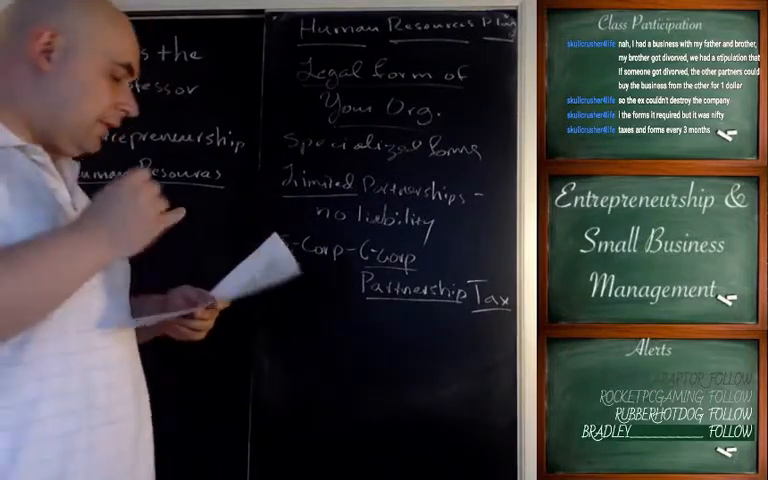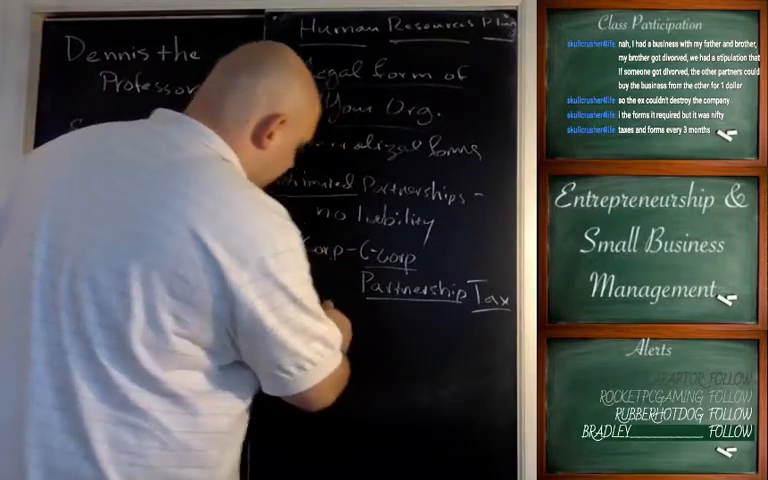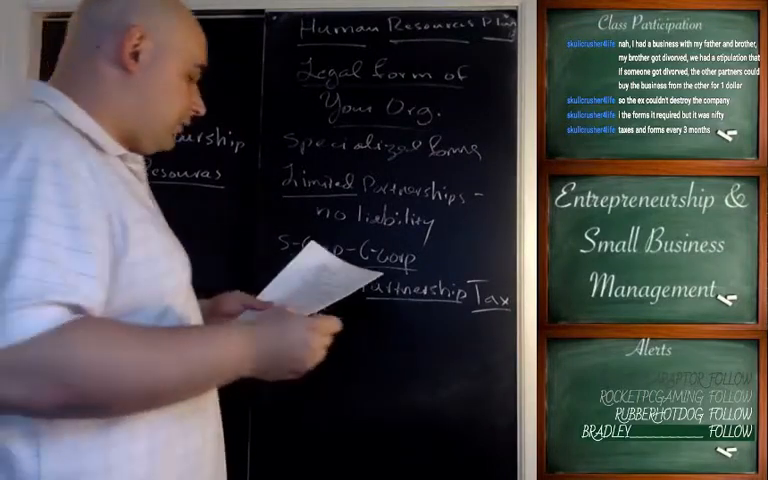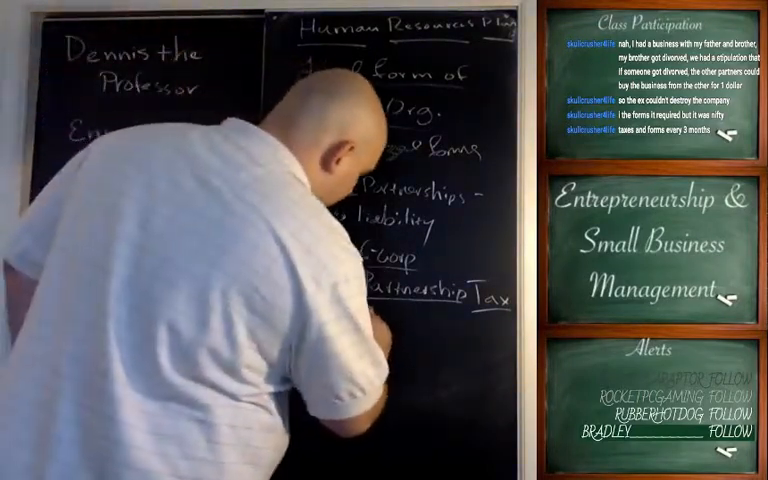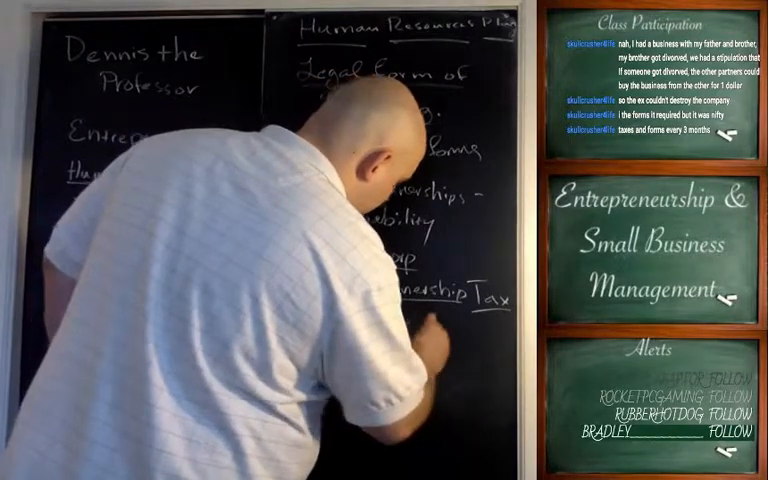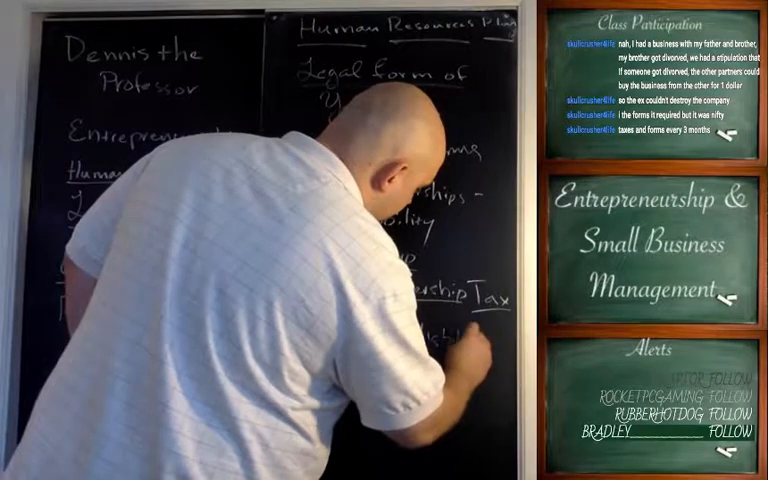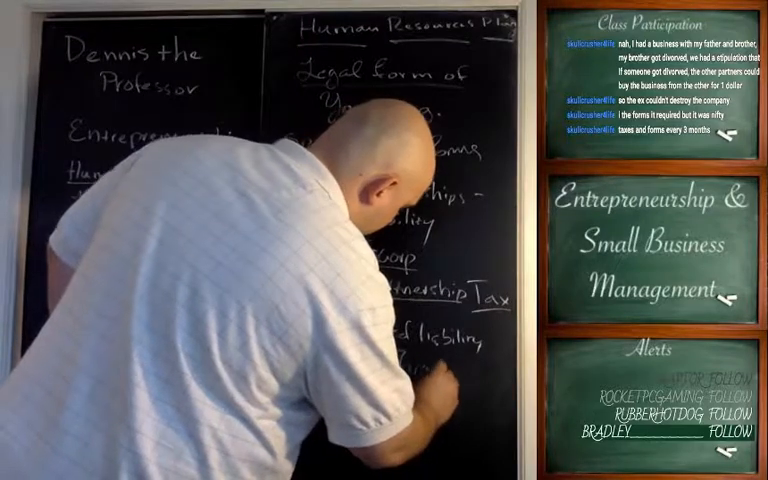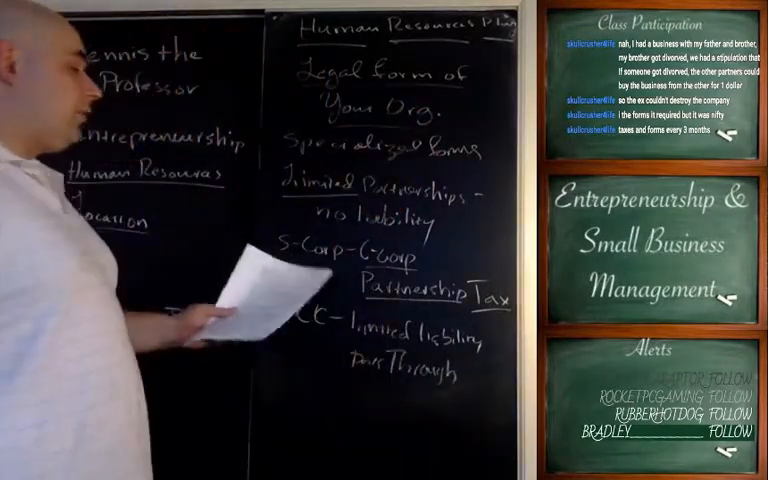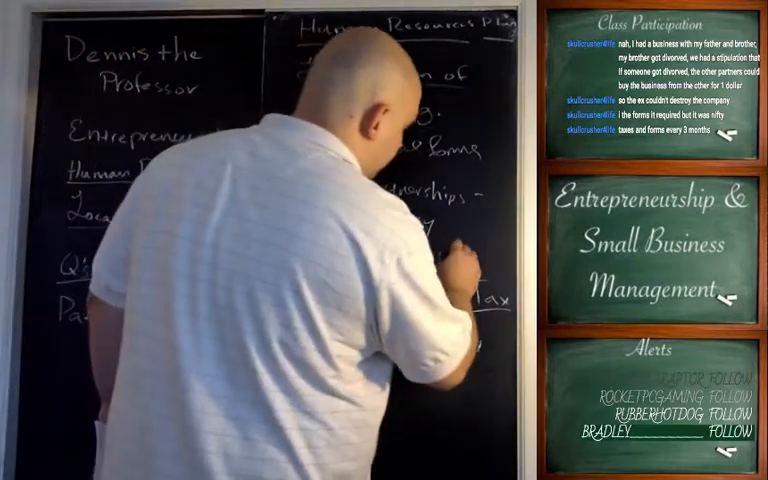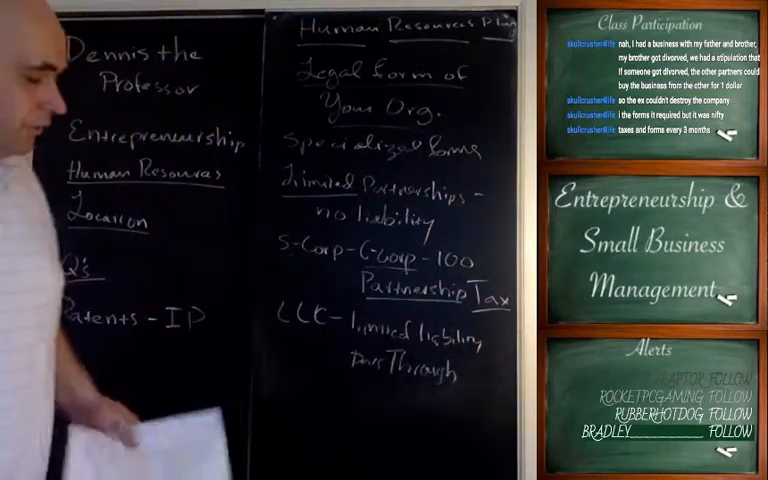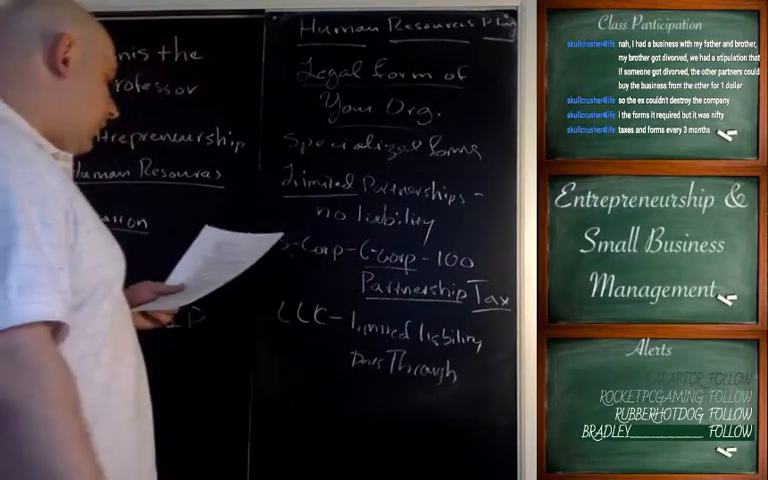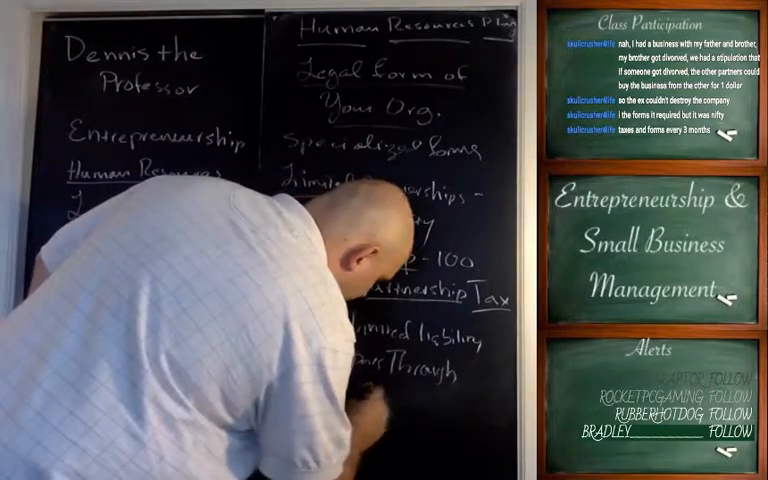Okay. The next thing is an LLC, which literally stands for Limited Liability Corporation. And it's kind of the best of both worlds. So you have limited liability. You pass through the income. Oh, the other limitation with an S-Corp is you can't have more than 100 partners. With an LLC, you have limited liability, you pass through the income, and you have an unlimited amount of partners. Infinite partners.